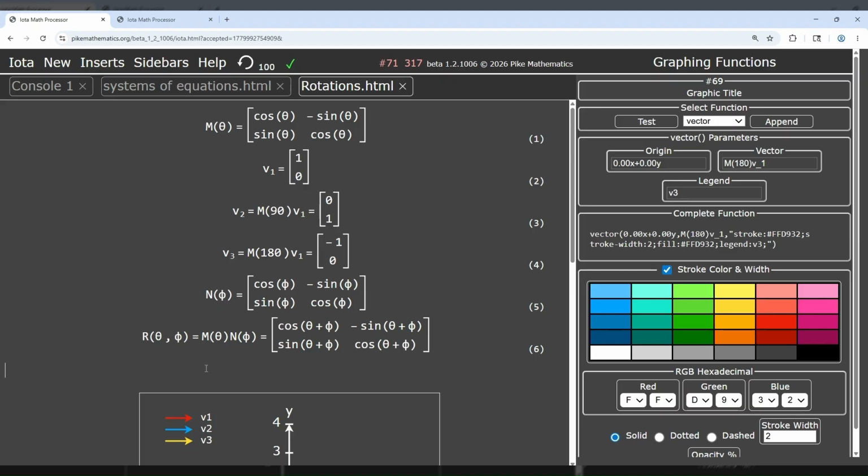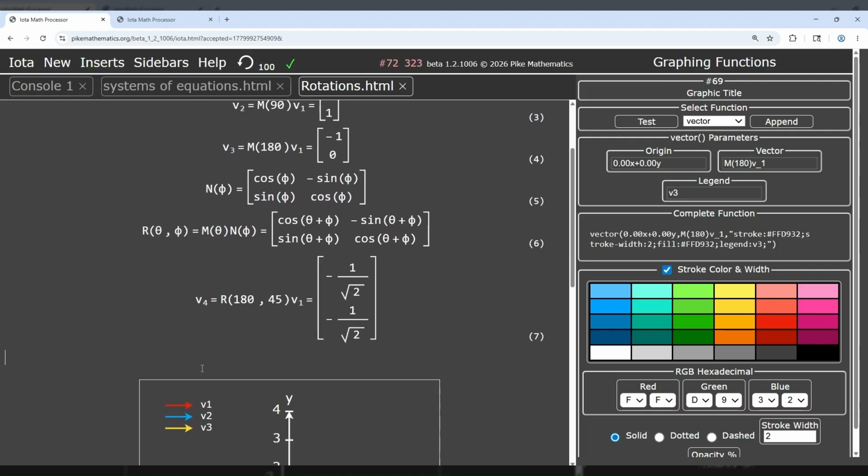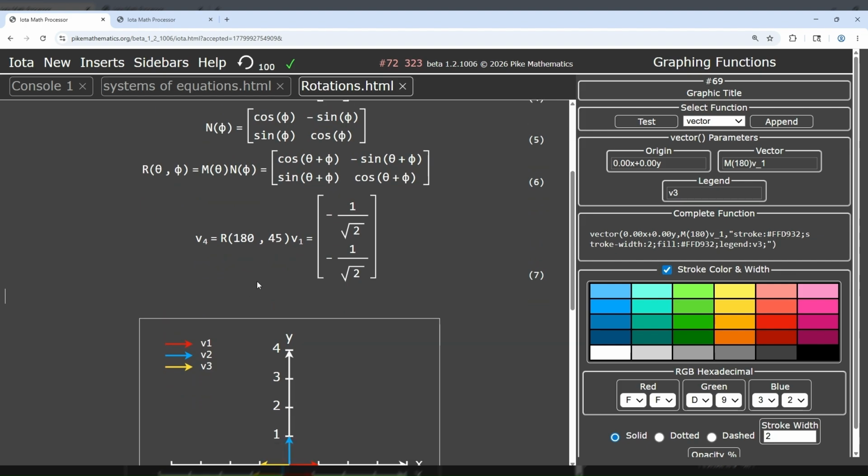So now let's do another rotation here. We will make a v underscore 4, and it's going to be equal to r of theta, which we'll make 180 degrees, and phi, which we'll make 45 degrees. And again, we're going to rotate v underscore 1. There you go. So that's v4.